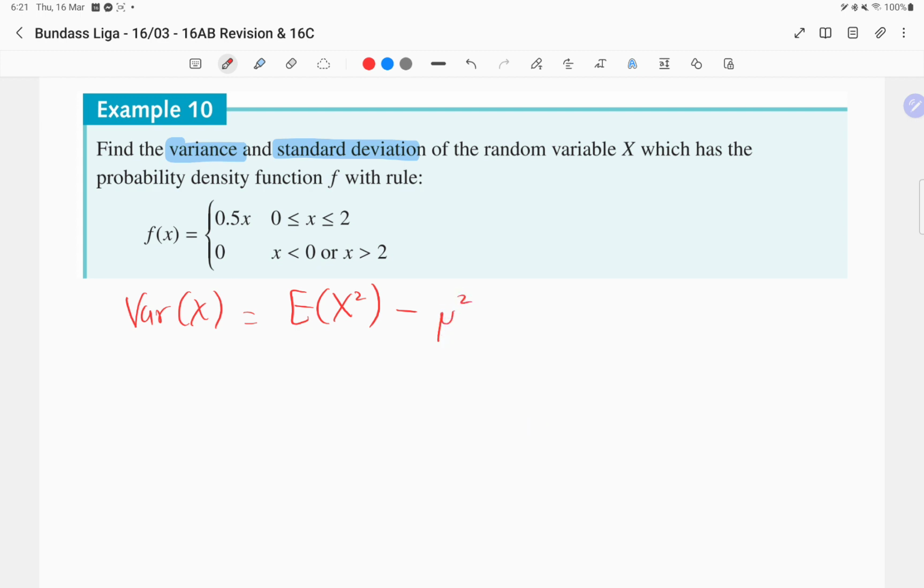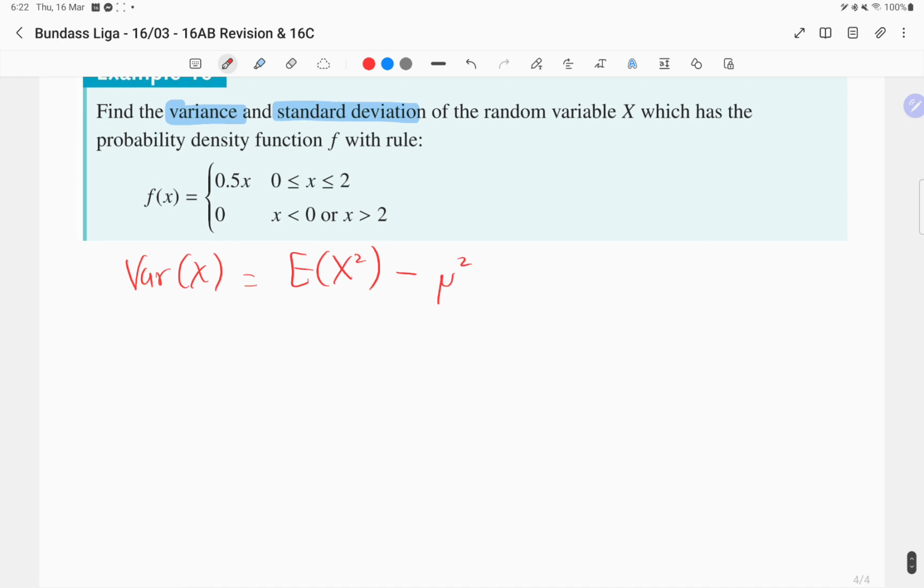Good, very good memory. So E of x squared minus mean squared. How do we do this though? We know how to do mean, but what is this E of x squared thing? I'll show you how to calculate it. I'll do them side by side here. Let's say you want to calculate the mean first. Mean is E of x. See the difference? This is x squared, that's 1x. So how do you calculate it then?